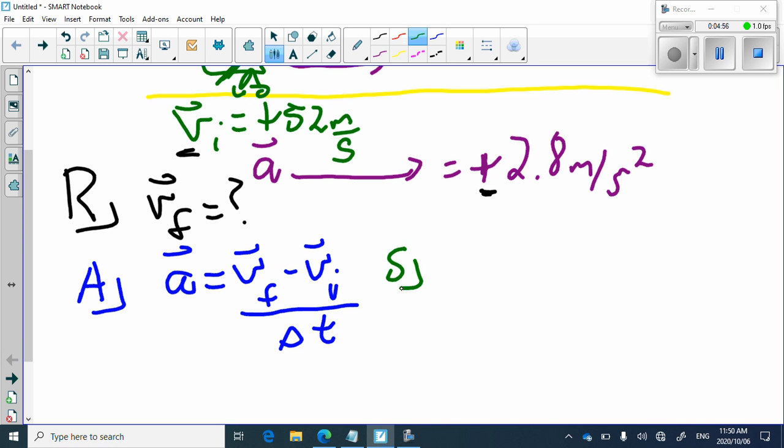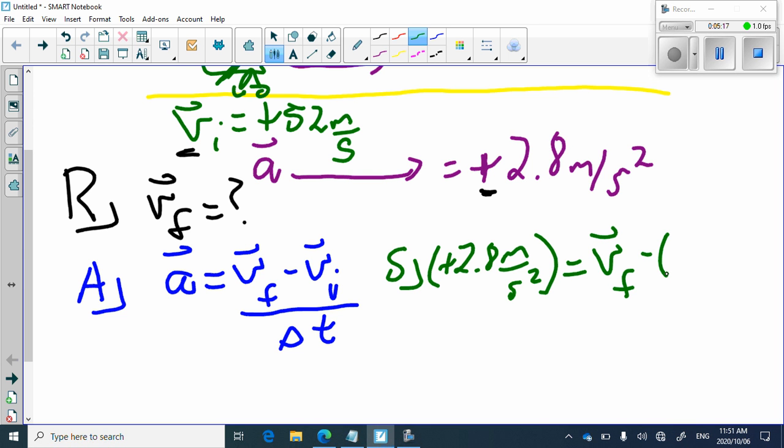When I substitute, I put brackets all the time. So look, bracket plus 2.8 meters per second squared, close the bracket, equals final velocity, that's what I want to solve for, minus initial velocity. I know what that is, positive 52 meters per second. Close the bracket, all over time.